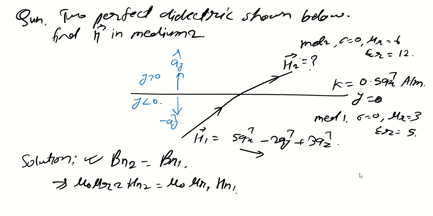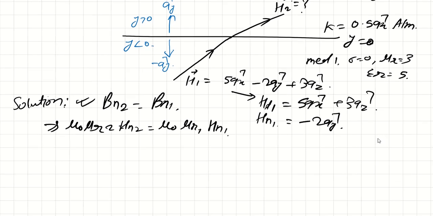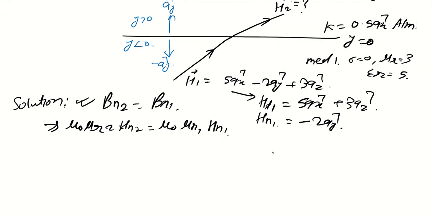Now from here, Ht1 and Hn1 we will try to write. What will be the tangential component of the magnetic field intensity? Since it is on the surface y equal to 0, x and z will be the tangential components. So this becomes 5ax cap plus 3az cap, and the normal component will be minus 2ay cap. Understood? This is how we have written the tangential as well as the normal components.